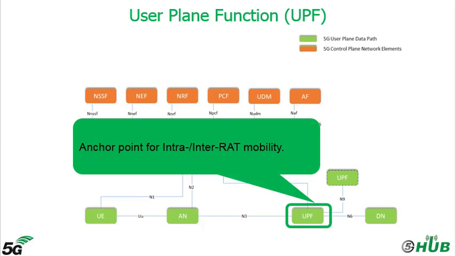User Plane Function. UPF is responsible for anchor point for intra or inter-RAT mobility, external PDU session point of interconnection to data network, packet routing, forwarding, packet inspection, and traffic usage reporting. Also it is responsible for quality of service handling for user plane and uplink traffic verification between other functions.